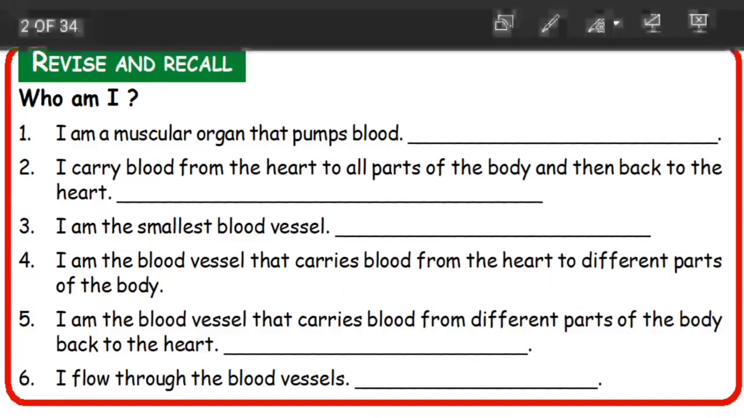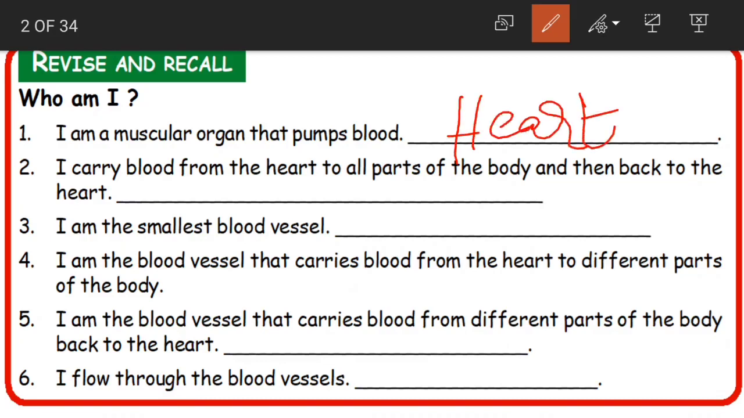The first one is, I am a muscular organ that pumps blood. What is it? It is the heart. The second one is, I carry blood from the heart to all parts of the body and then back to the heart. What does that, children? They are blood vessels.